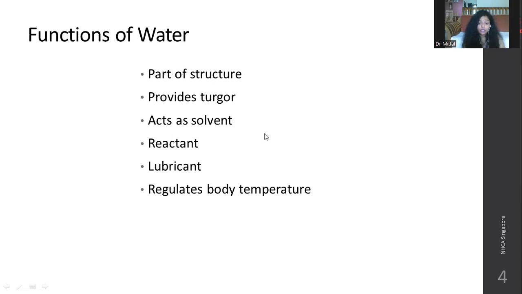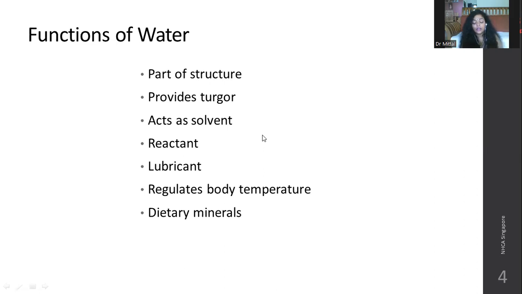And water is a good conductor of heat and electricity, so it will keep the body warm as well. If you are well hydrated, your body can stay warm. People who are dehydrated will have much more chillness and coldness in their body temperature.